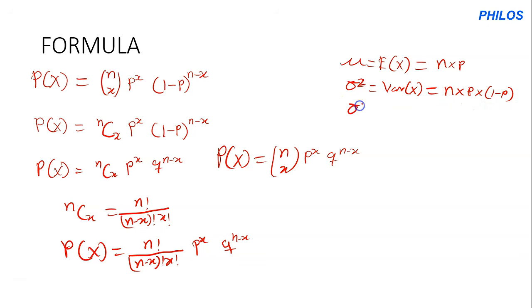And then to find the standard deviation, that is SD of X, it should be the square root of the answer you got for the variance. So square root of n times P times Q. That would be the standard deviation. So let's take some questions and see how to do this properly.